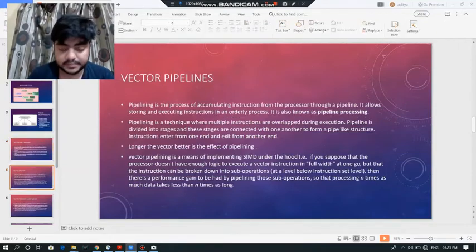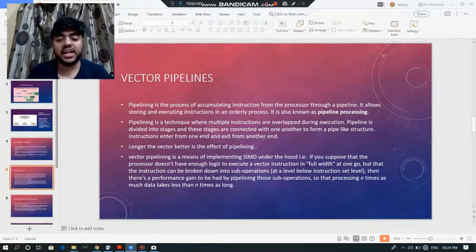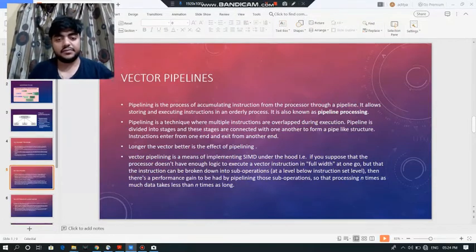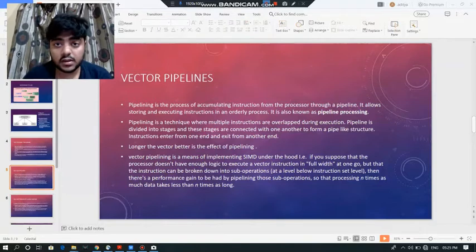Now let's come to a concept called pipelining. Pipelining is the process of accumulating instructions from the processor through a pipeline. It allows storing and executing instructions in an orderly process, which means that it overlaps instructions, because vector processing has a lot of data which has to be processed similarly. It is very effective in this.